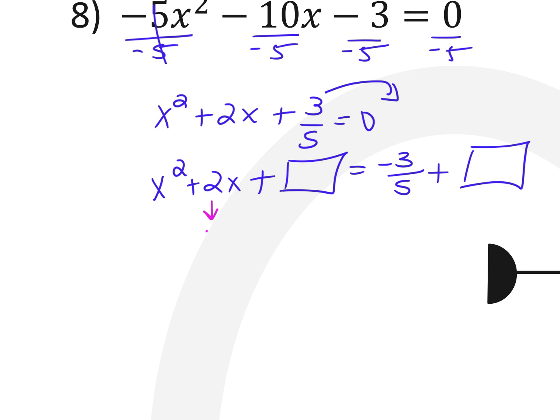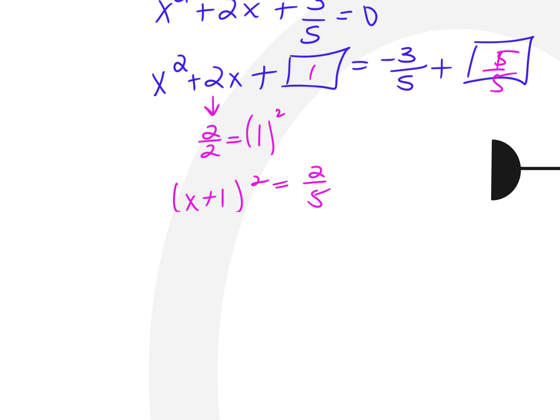Take your b term and do what? Divide it by 2. So 2 divided by 2 is 1. So what goes in my parenthesis with my x? X plus 1. Perfect. Squared. And then what goes in both of the boxes? A 1. Good. What do I have to do first with my -3/5, my whole number 1, before I can combine them? Common denominator. What's the common denominator between 5 and 1? So this is 5 over 5. You guys agree? Okay. So -3 plus 5 is 2/5. Good.